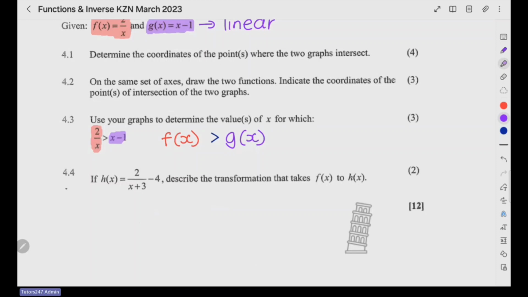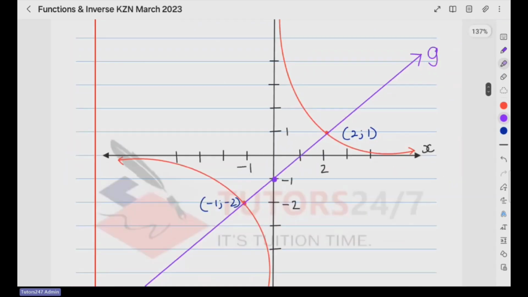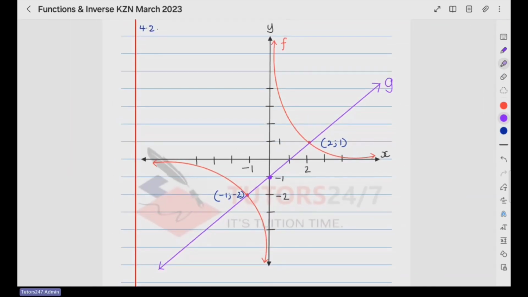So we have to find out which values of x will result in the red graph being above the purple graph. So if we go back to our graph, take note that the red graph is a hyperbolic function and it has an asymptote at x is equal to 0. That means we know for a fact that at x is equal to 0, the red function does not exist. Therefore, at x is equal to 0, it cannot be above or below or equal to the purple graph because it doesn't exist at that point.